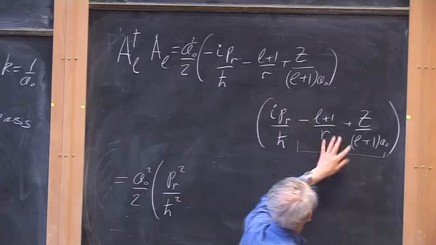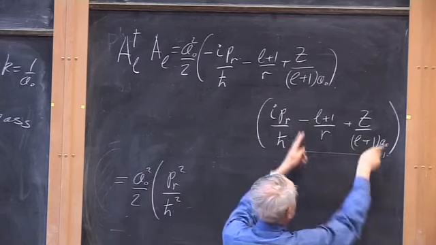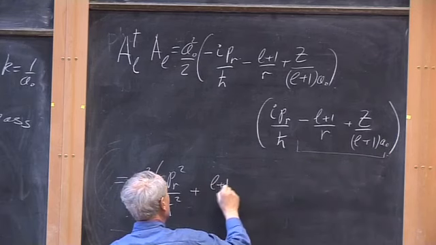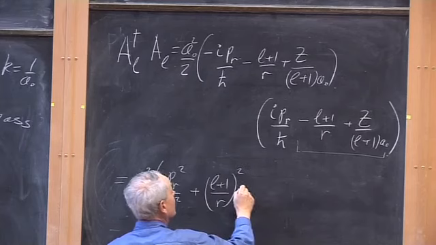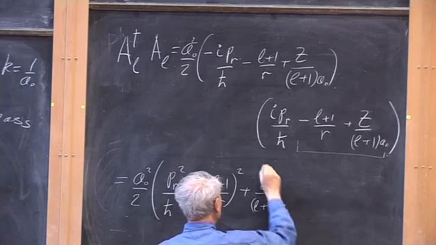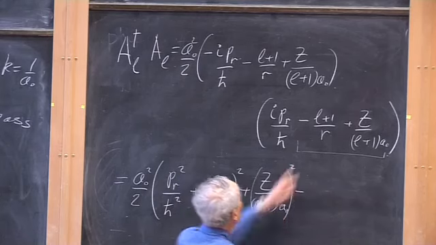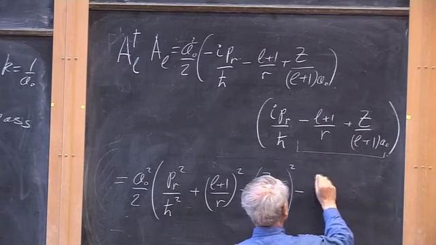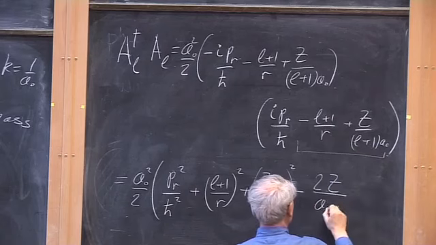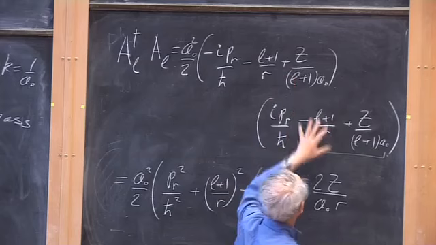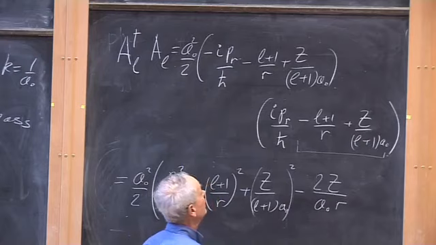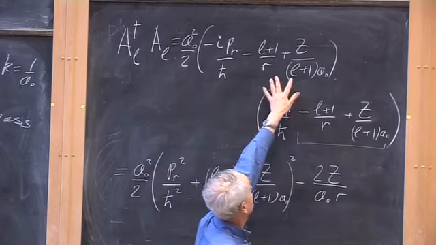And then these I have to multiply together. So what do we get? We get the square, basically, of this number here. So we have plus (l plus 1) squared over r squared plus Z squared over (l plus 1) squared A0 squared, minus the cross term here, which is going to be minus twice, 2Z. Those are going to cancel, and we will have A0 r. So that's the two easy parts, right? Because it's the front thing squared plus the back thing squared.